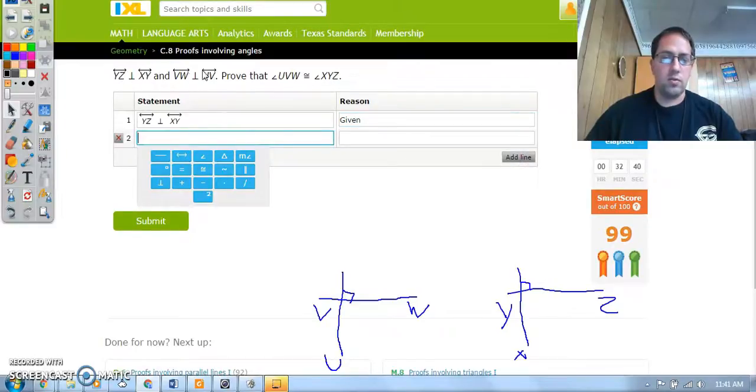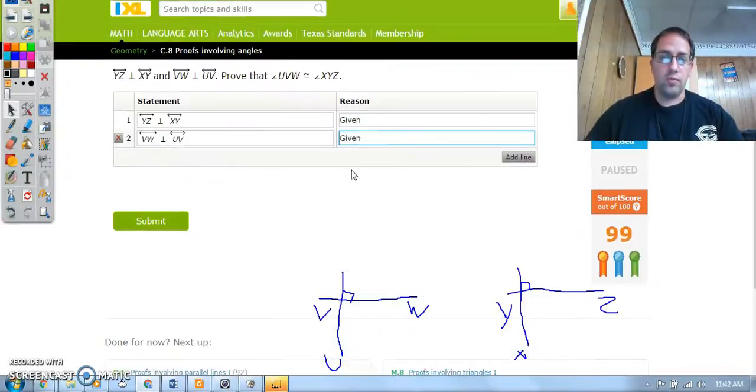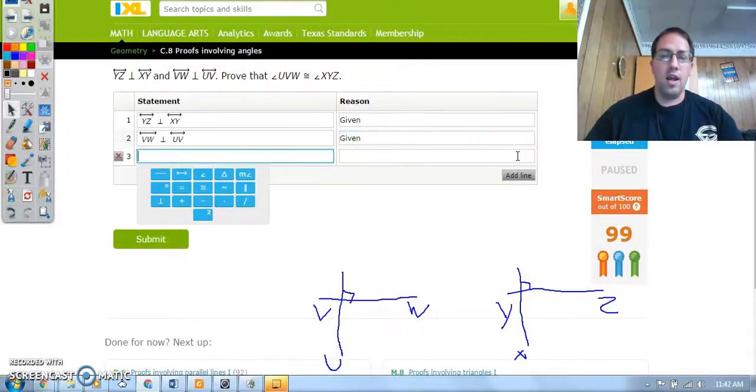And we're also going to put the other one in there. And the way a proof works, you can't use any information as fact unless you have said it somewhere already in the proof. So we're saying this, and how do we know that? We know it's given to us. And so now that we have said that these are perpendicular, we can use that information.